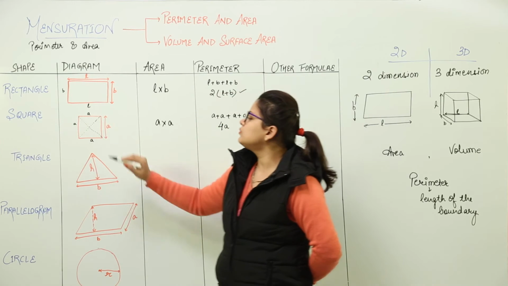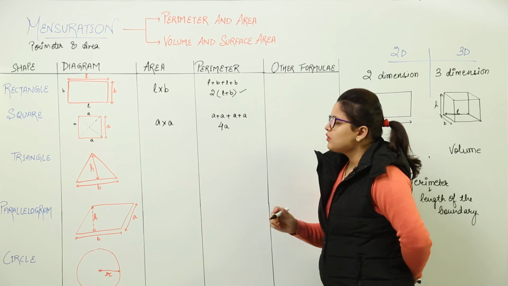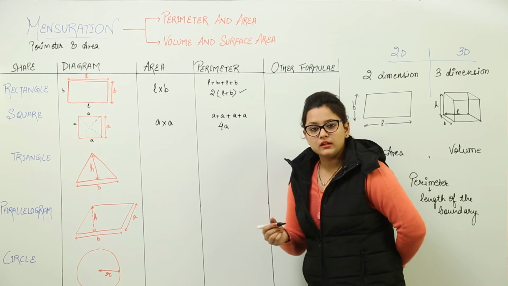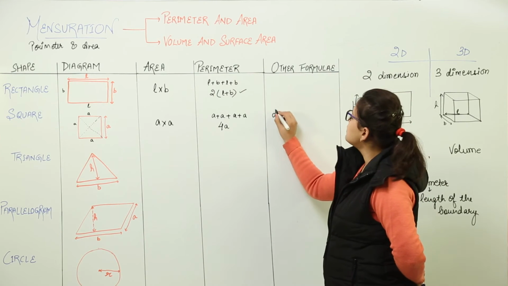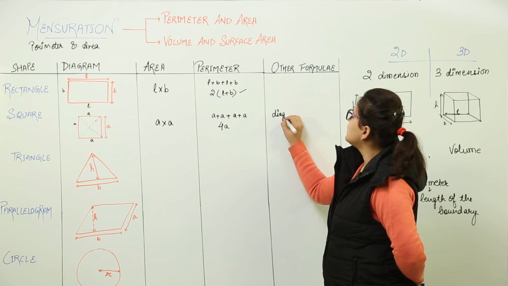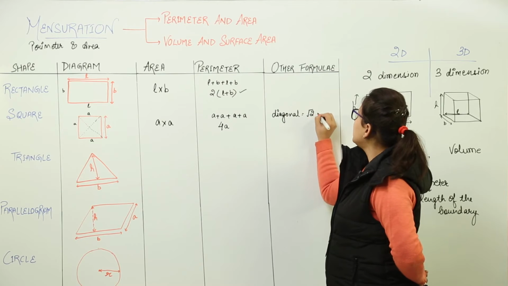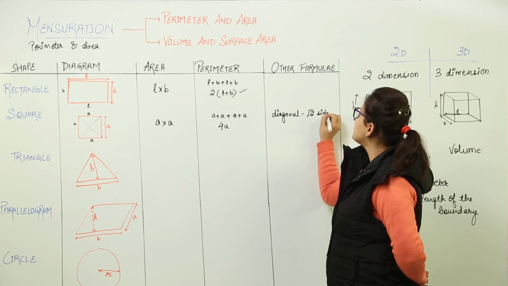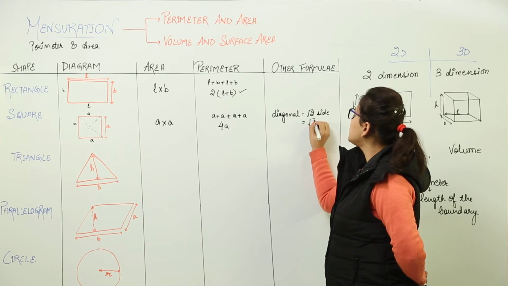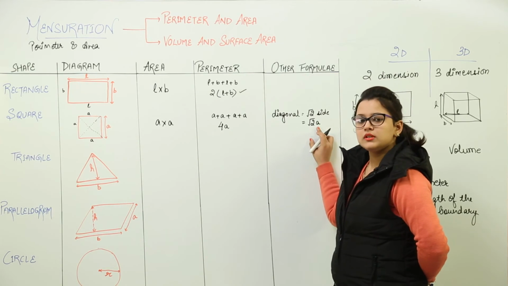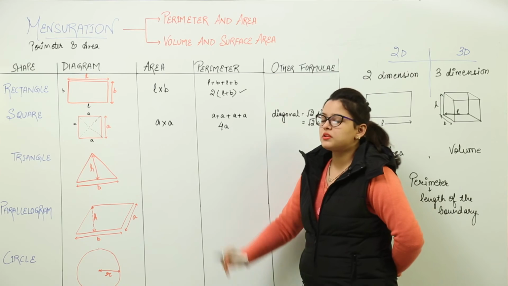Now see, I have made two diagonals over here. If you are given the side, you have to find the length of the diagonal. For that, the formula is like this: diagonal will be equal to root 2 into whatever side measurement is given, or you can directly write it as root 2 a. Here A stands for whatever measurement is given for the side.